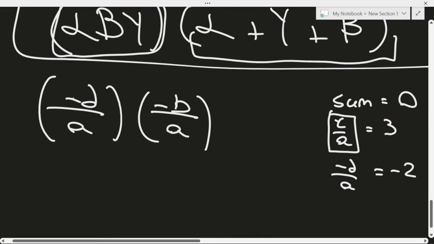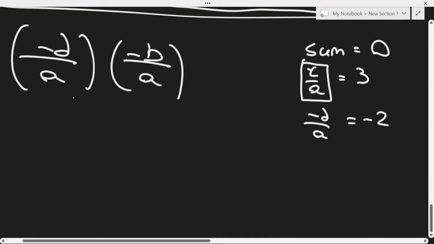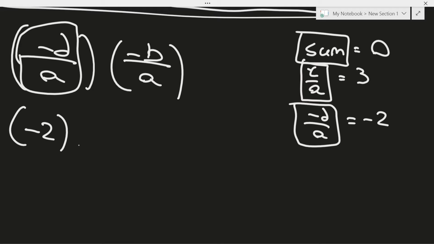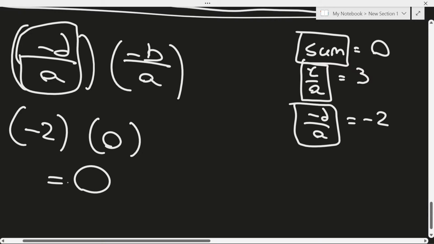So if we have minus d over a times minus b over a, what do you think the answer would be? We know our minus d over a value right here, and we know our minus b over a value because the sum is equal to minus b over a. So we substitute minus 2 for minus d over a, and multiply that by the sum, but the sum is equal to 0. And we know that anything multiplied by 0 is equal to 0.